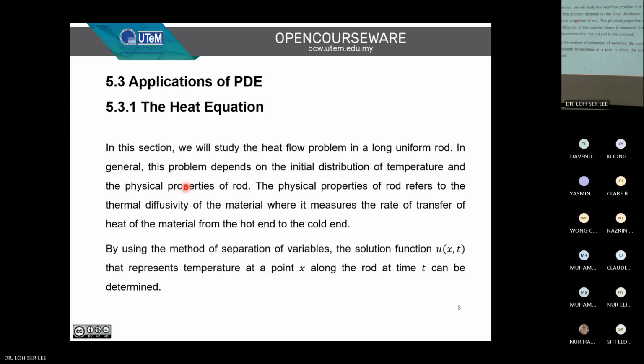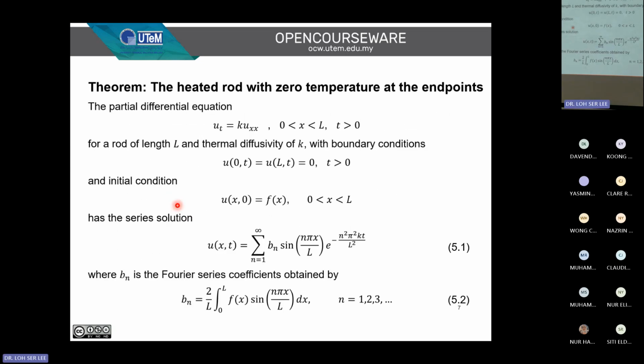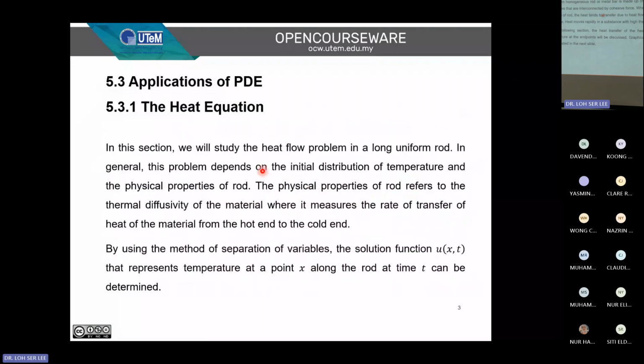This means we look at the thermal diffusivity. In the heat equation, this one, K, is the thermal diffusivity. The material decides whether the heat can be transferred faster or slower.